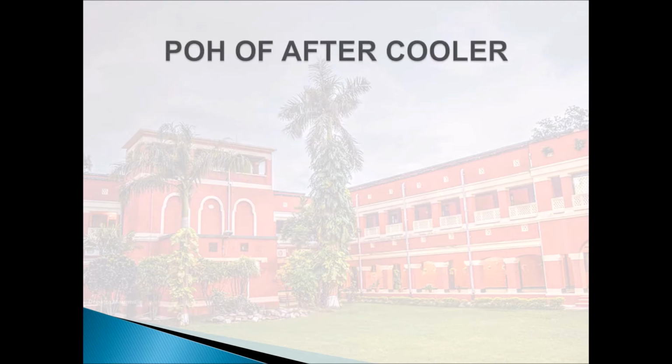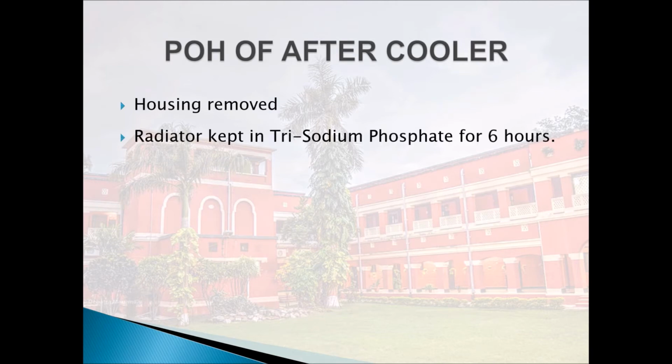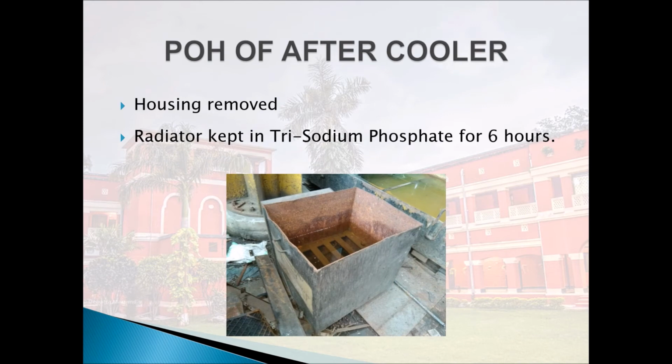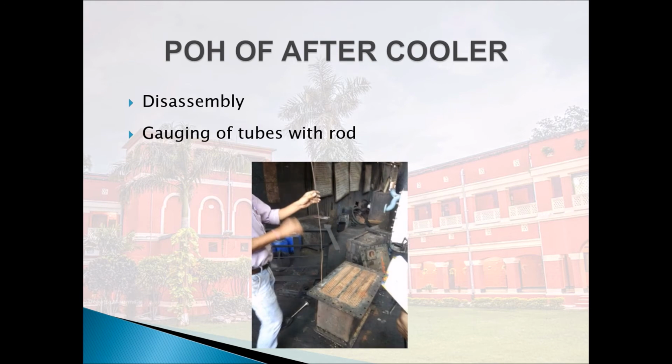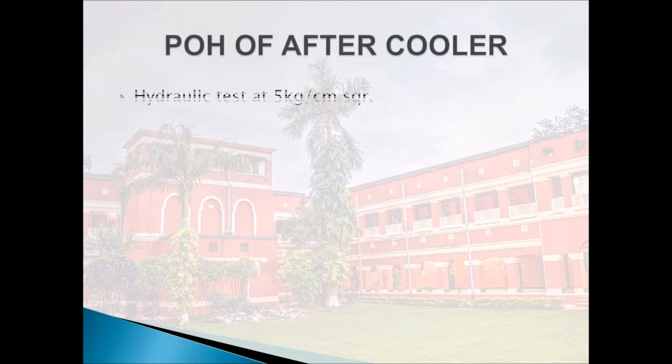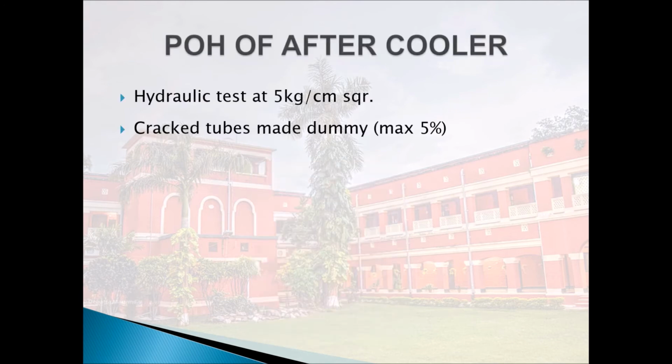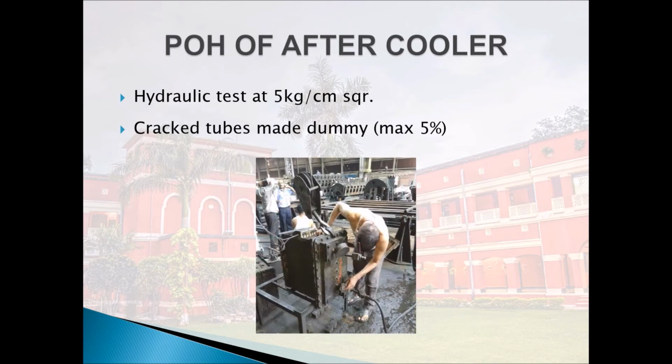In the POH of the aftercooler, first, the housing is removed and the radiator is cleaned with trisodium phosphate. The aftercooler is disassembled and the tubes of the radiator are gauged using a rod. After this, a hydraulic test of the radiator is done and the cracked tubes are made dummy by sealing both their ends. According to the RDSO, a maximum of 5% of the tubes can be made dummy.